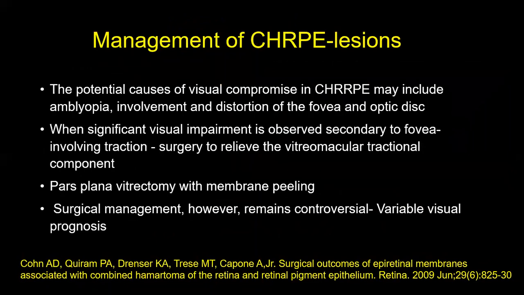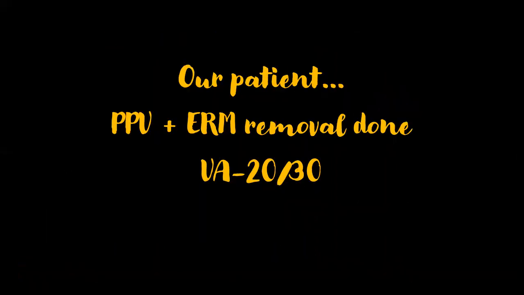So how do we manage these patients? The potential cause of visual compromise in these patients include amblyopia, involvement and distortion of the fovea and optic disc. When significant visual impairment is observed secondary to fovea involving traction, surgery can be done. Pars plana vitrectomy with ERM peeling is the surgery of choice. Surgical management, however, remains controversial due to variable visual prognosis.